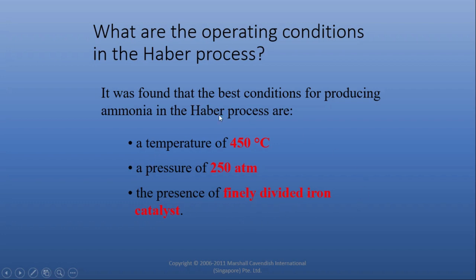These are the three optimum conditions required to produce high yield of ammonia, and you have to memorize these three conditions with justification. Why are we using 450 degrees Celsius temperature? Why not higher or why not lower? Because higher temperature will increase the decomposition of ammonia, and lower temperature will not favor the reaction.